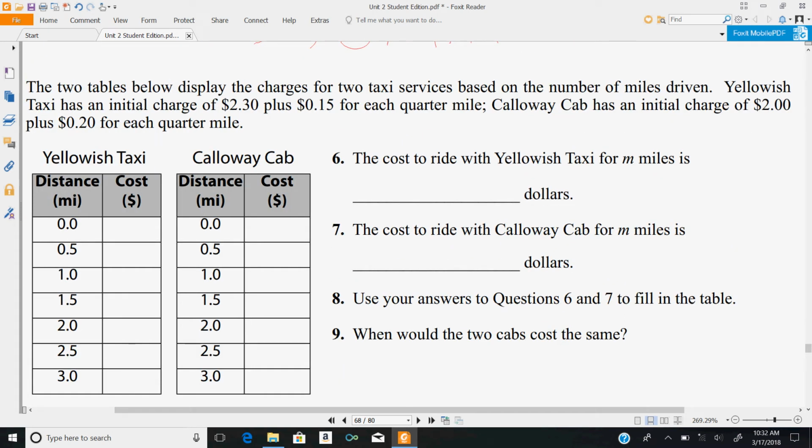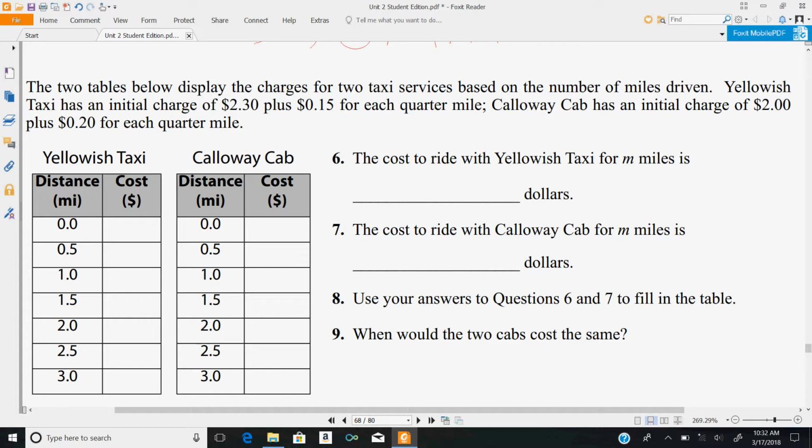Second collection of problems, questions 6 through 10, are based on another story. Now we have two tables. The two tables below display the charges for two taxi services based on the number of miles driven. This is where we actually have to choose between two things. We're using the math to make a decision.